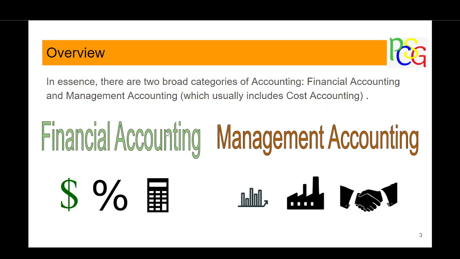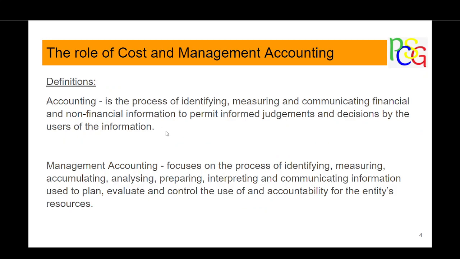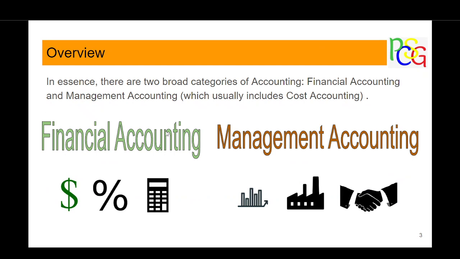Right, so a review. In essence, there are two broad categories of accounting, namely financial accounting and management accounting, where the latter usually includes cost accounting. So you can see the two images there. All right, so then we have the first subtopic, the role of cost and management accounting. But before I start this, let's go back to the previous slide. As I said, the two branches of accounting.